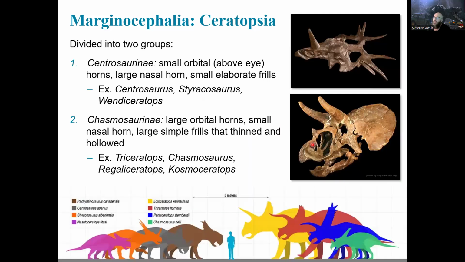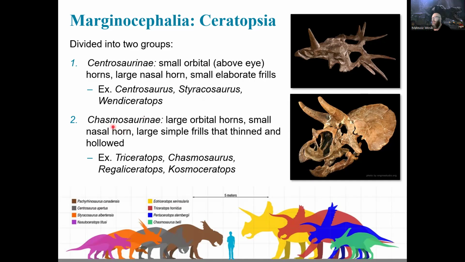So within this, there are two groups of ceratopsians. There are what we call the centrosaurs, which will usually have a small orbital horn. That's the image here, more of a top-down view of a dinosaur called Styracosaurus. So they'll have small orbital horns around the brow, but a really large nasal horn. And these generally will have really elaborate frill structures. They'll have waves or spikes coming off of them and things like that.